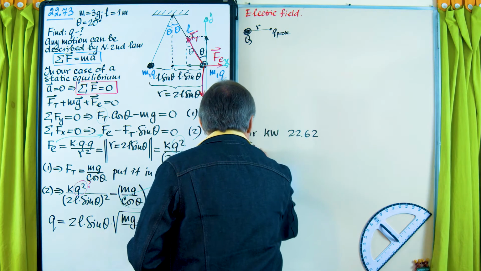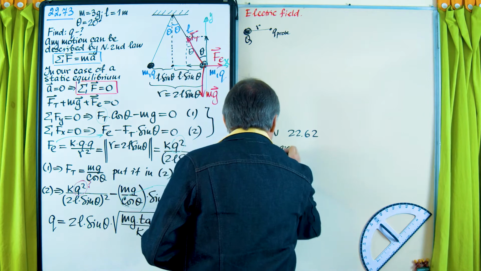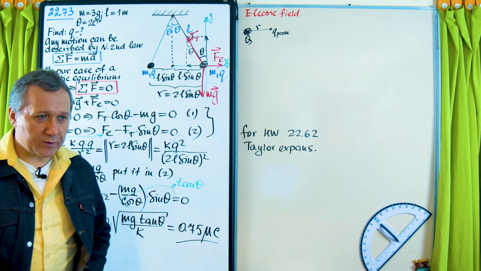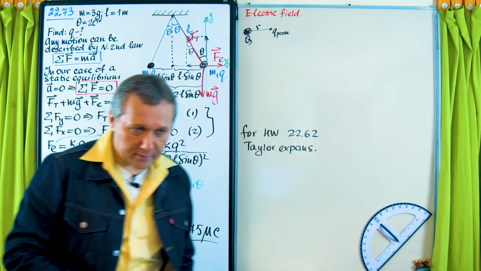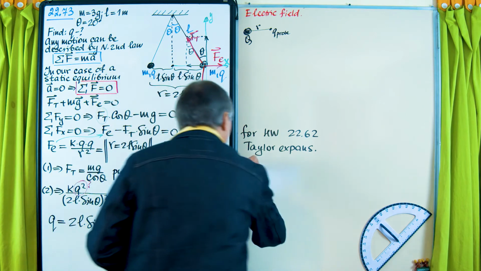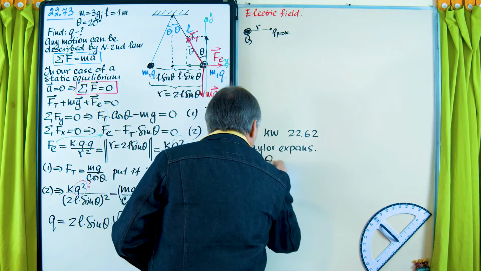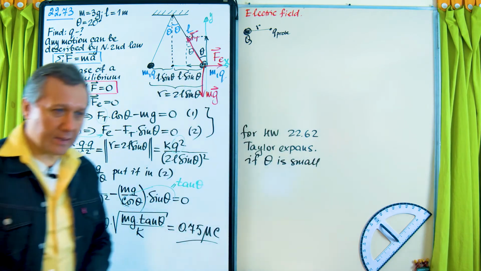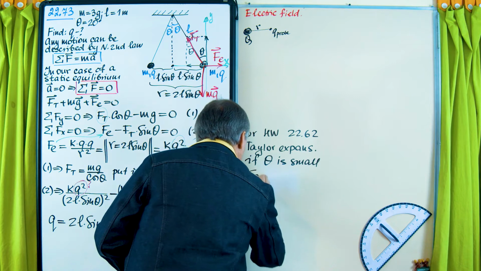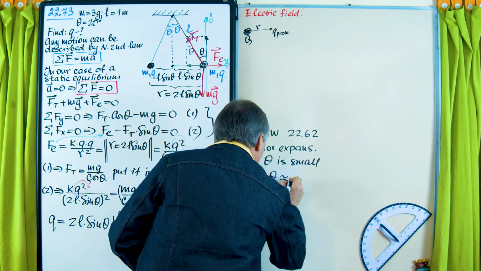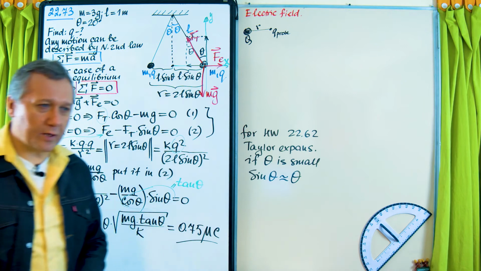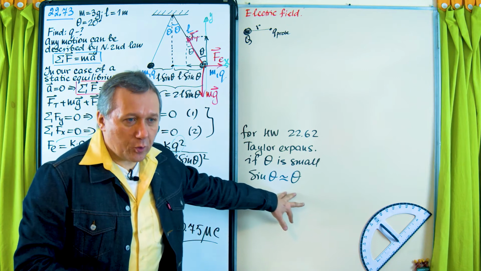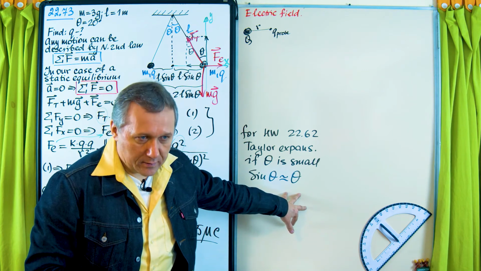Let me write Taylor expansion. Again, some of you are familiar with Taylor expansions, some of you not, but soon you will learn that, right? And according to the Taylor expansion, if theta is small, then sine of a small angle is approximately equal to the angle itself. But be careful now. It is true only if the angle is in radians.